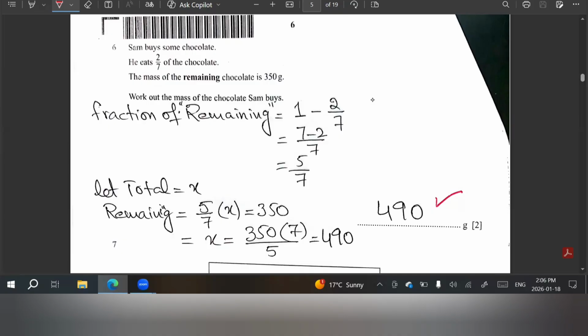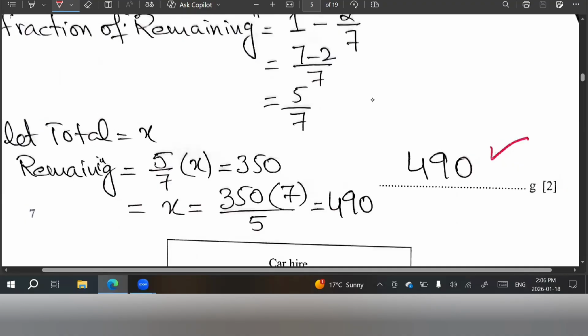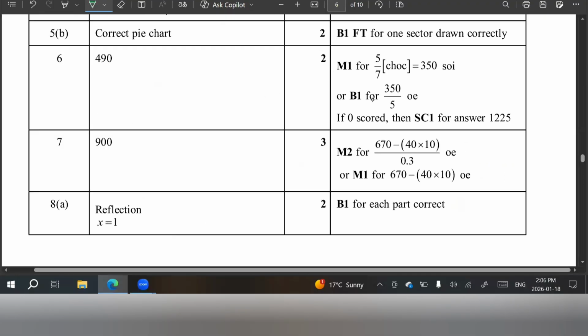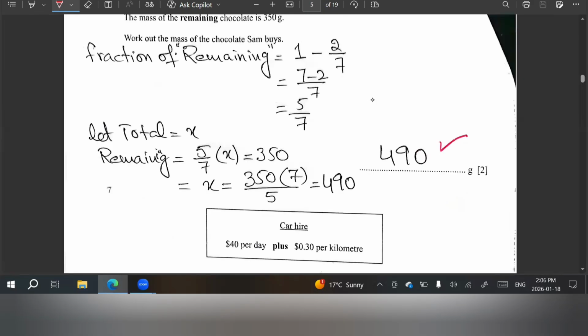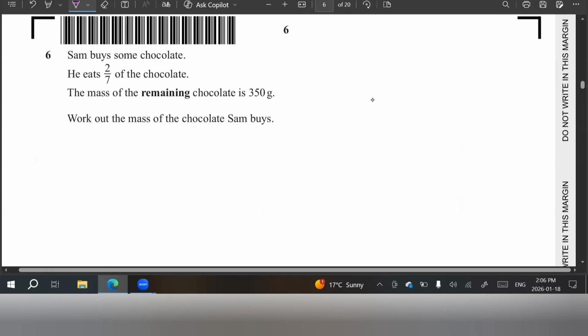This is question number 6, and I hope you understand this. Let me show you the solution. 490 grams is the correct answer, sir. This is how this is done, sir. Question number 6 was of 2 marks. Okay.